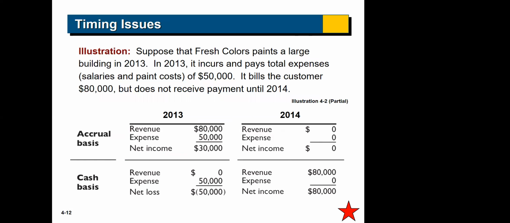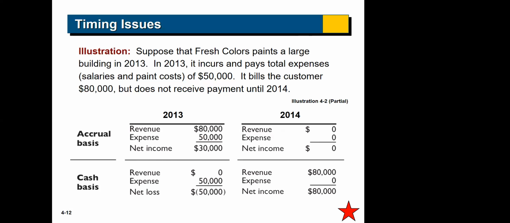Then when you go to 2014, it shows the revenue of $80,000 because that's when they were paid, but they had no expenses because they paid in the previous year in cash. So now they're showing a net income of $80,000, which is really not true either. The true picture is this way. The revenue was actually earned in 2013, even though it wasn't paid. The expenses actually occurred in that year. And so the difference is $30,000. And then in 2014, there's nothing, because those transactions don't relate to 2014. They have nothing to do with it. Okay?